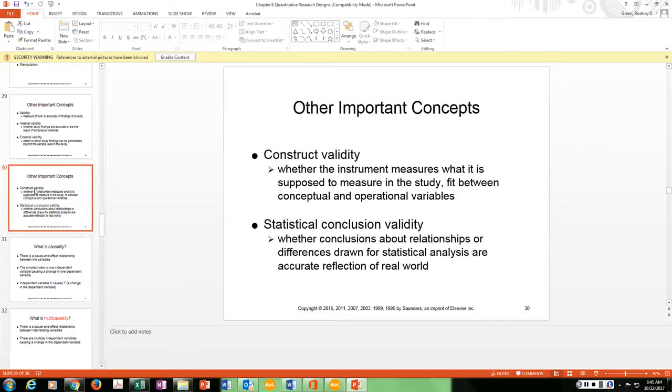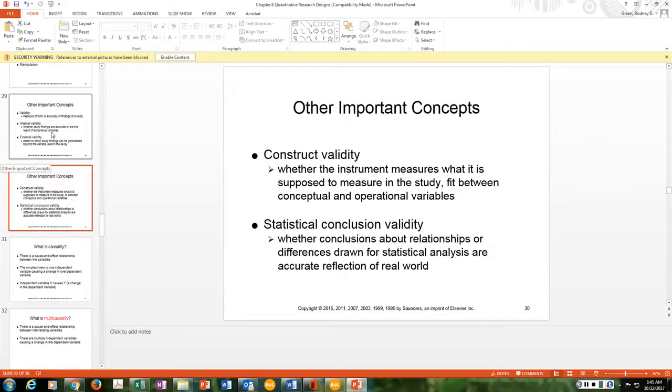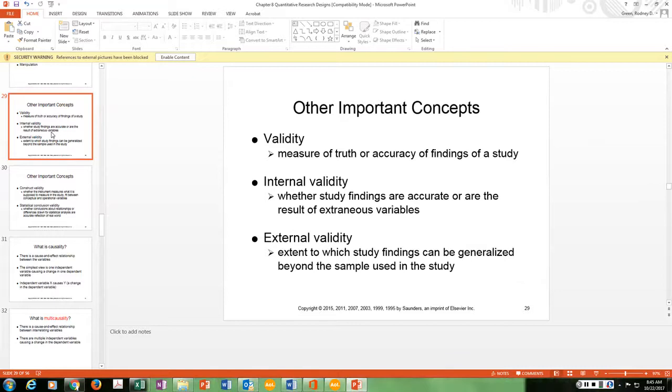Construct validity, whether the instrument used measures what it's supposed to measure. And statistical conclusion validity, whether conclusions about relationships or differences drawn from statistical analysis are an accurate reflection of the real world. Okay, the two definitions that I think are most critical for you at this point are validity, internal and external.